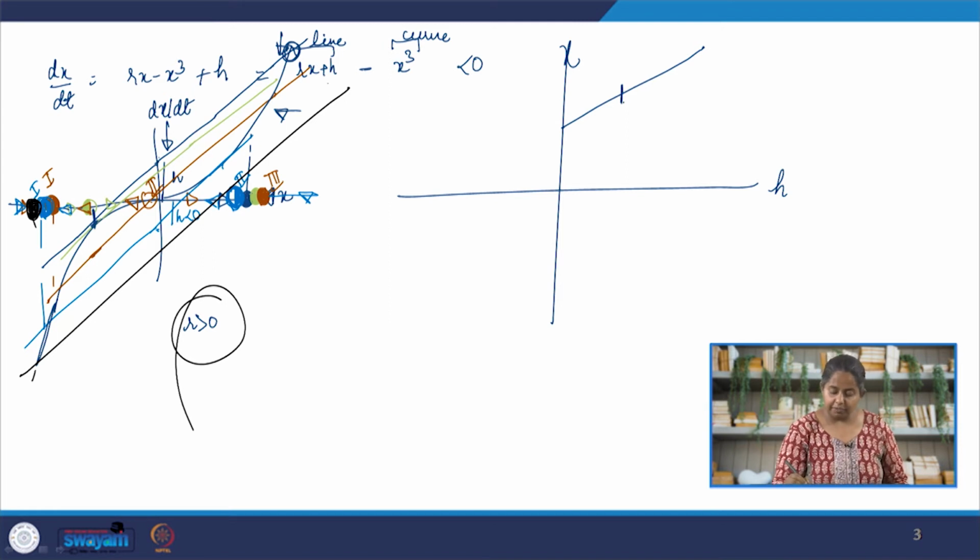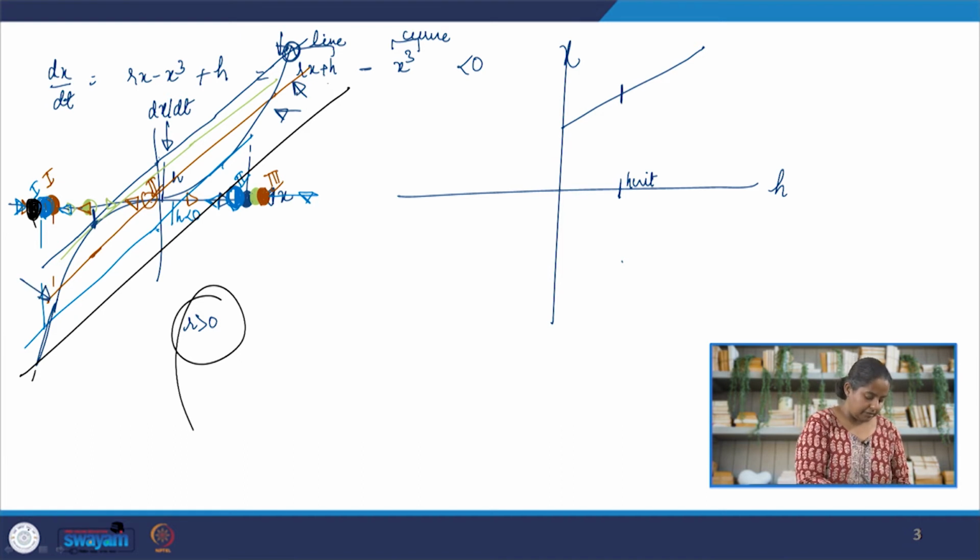And once it reaches a particular value of h critical, the line will become tangential to the curve in the third quadrant. So a new fixed point emerges here. Now, as we keep reducing h, we'll have two fixed points in the fourth quadrant in this bifurcation diagram, which here is denoted by the dark orange line.